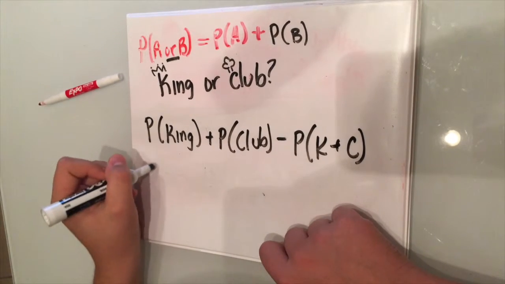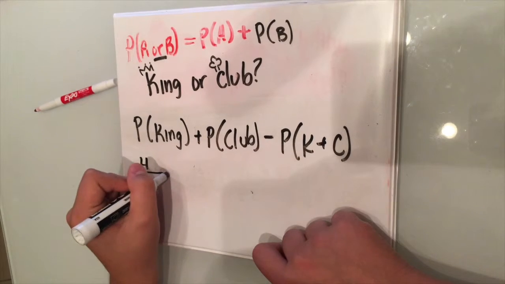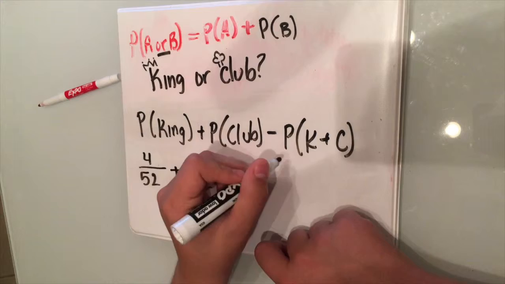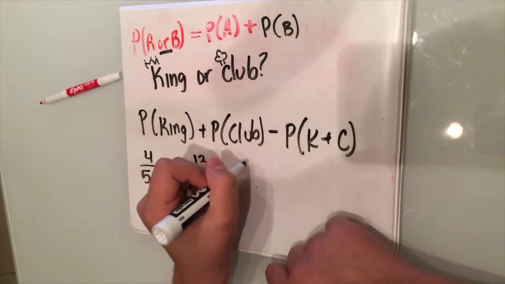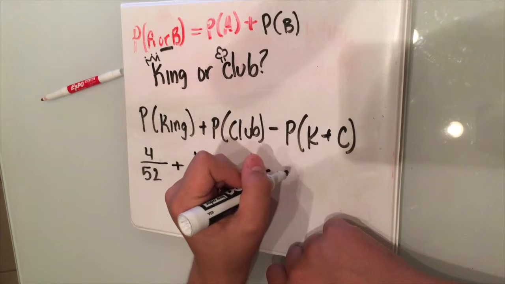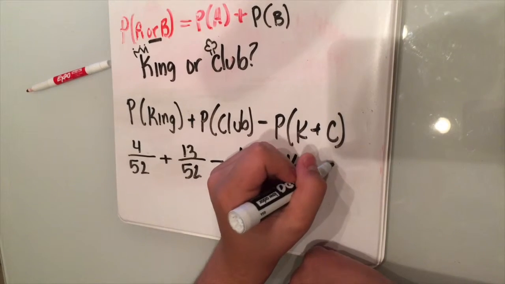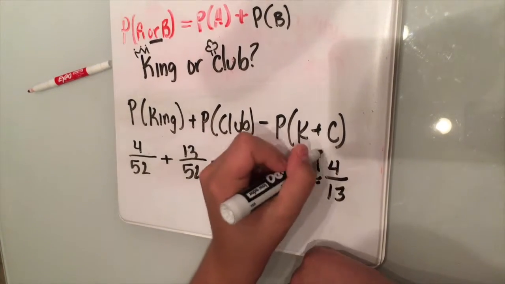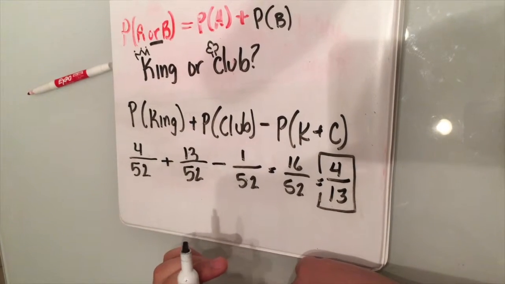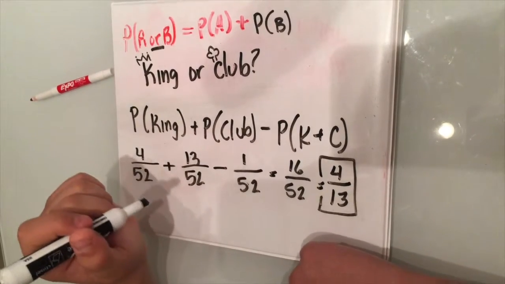So we'll start. So there are 4 kings in a 52 card deck plus 13 clubs in a 52 card deck, and we're taking into account the 1 king of clubs, so we will subtract 1 out of 52. That will give us 16 out of 52, and that simplifies to 4 over 13. So in conclusion, there is a 4 out of 13 chance that we will get a king or a club.